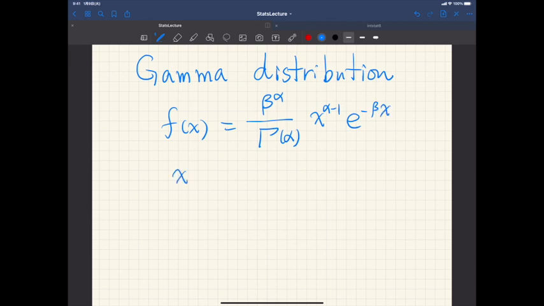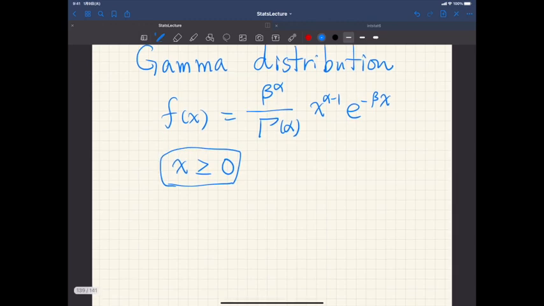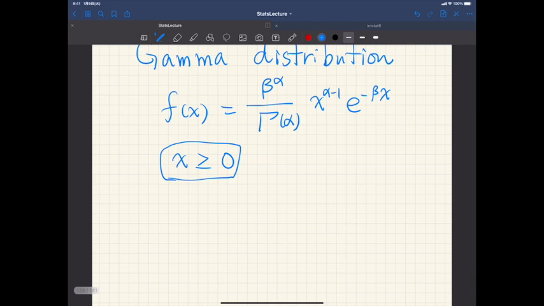And this random variable takes values greater than or equal to 0. So this is the range of the random variable following the gamma distribution. And alpha and beta are parameters which are both positive. Alpha is called the shape parameter. They can have different names, but often alpha is called the shape parameter, and beta is called the rate parameter.